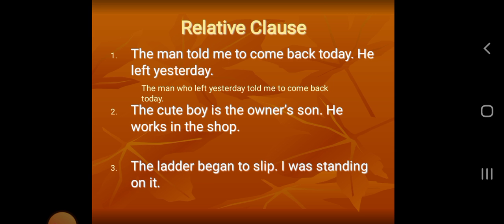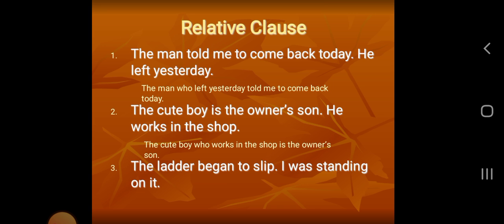The cute boy is the owner's son. He works in the shop. The cute boy who works in the shop is the owner's son.